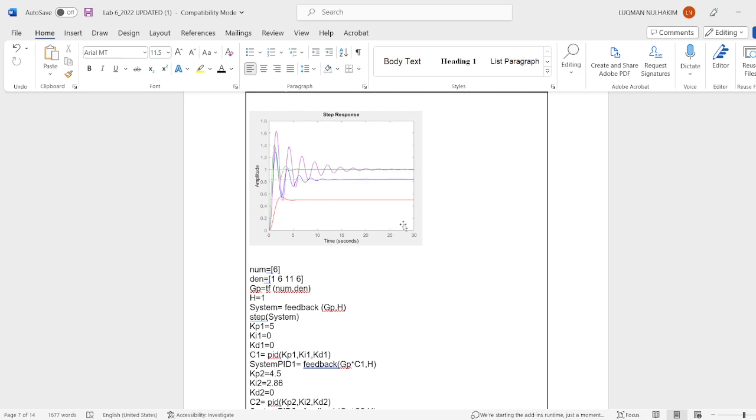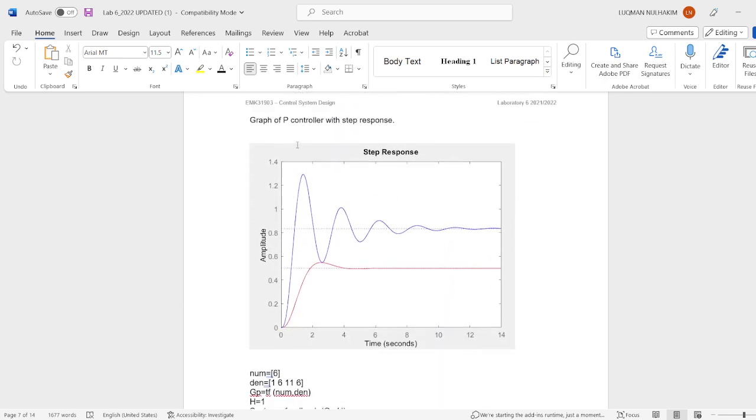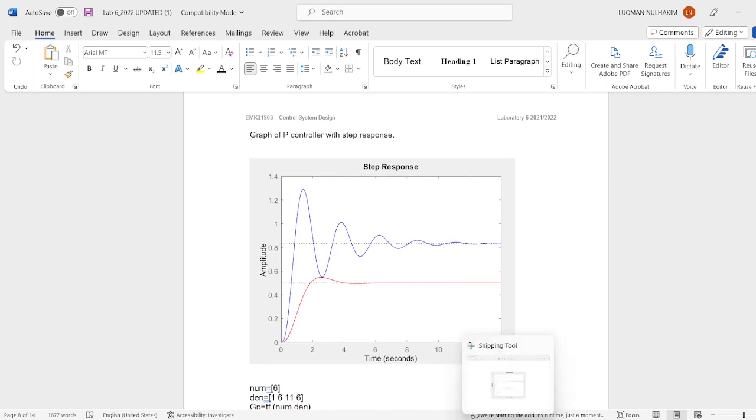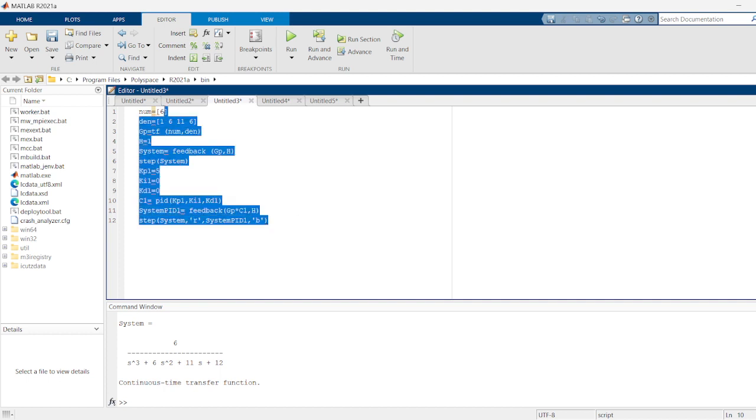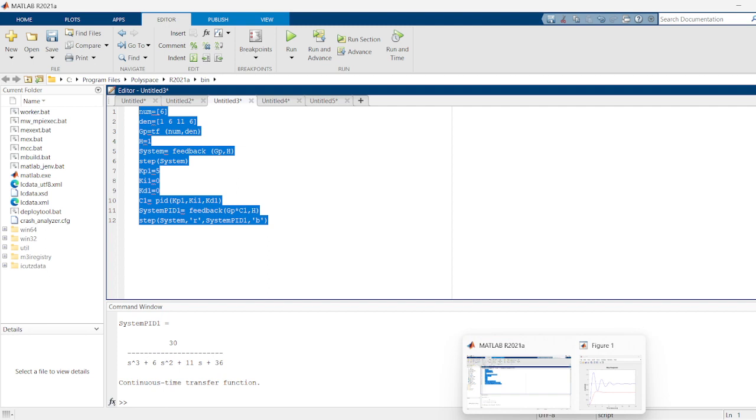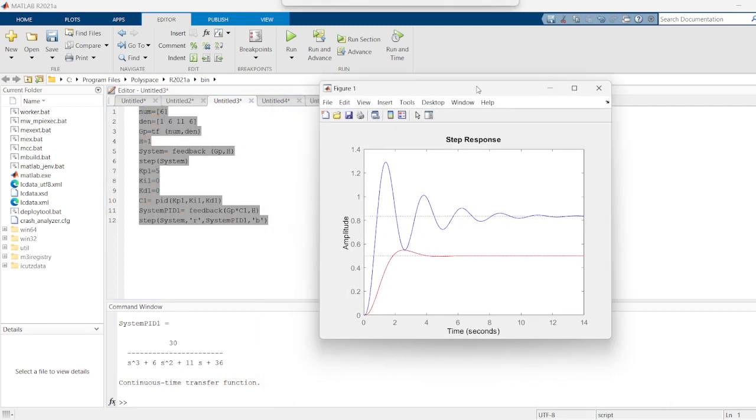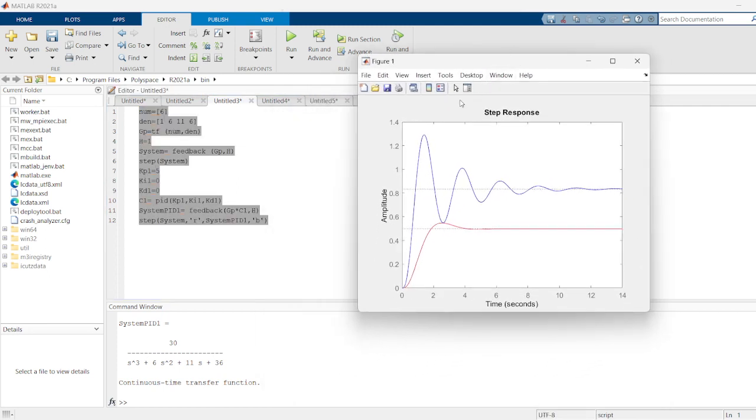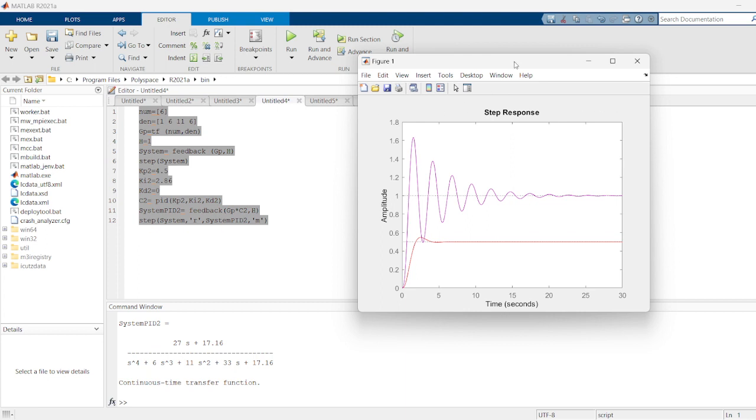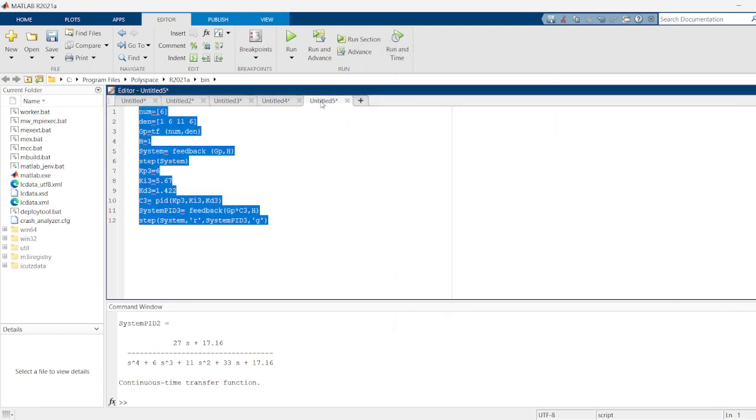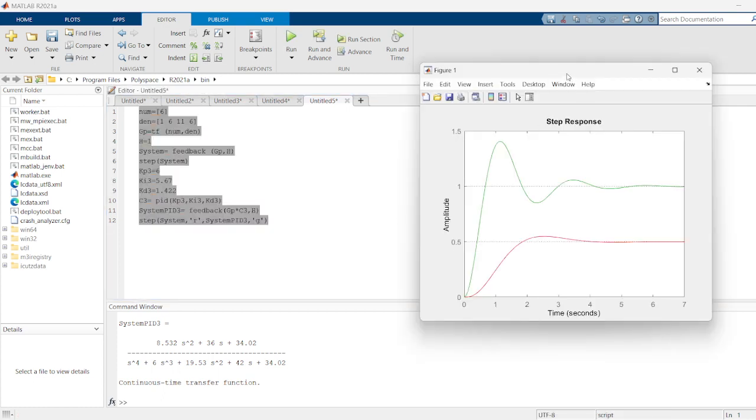That's the step response in one graph. The step response for P is this. This is the coding for the step response for P. This is the graph. Next, we will proceed with the PI, this one, and the graph will be like this. And then the last one is PID. This is the PID.